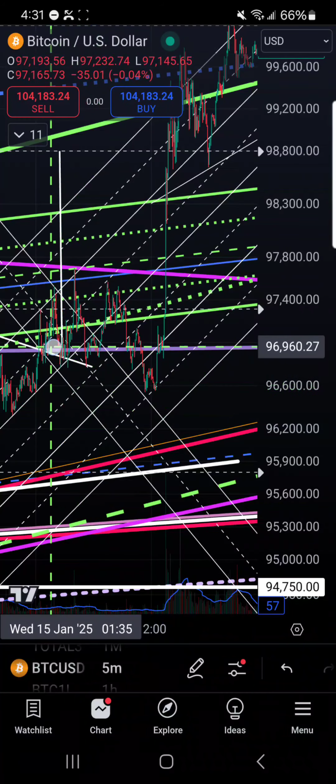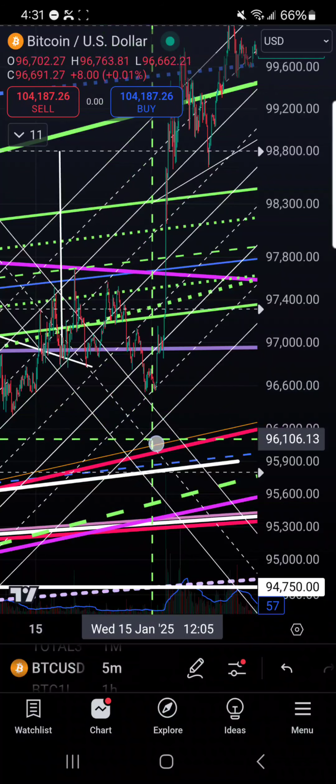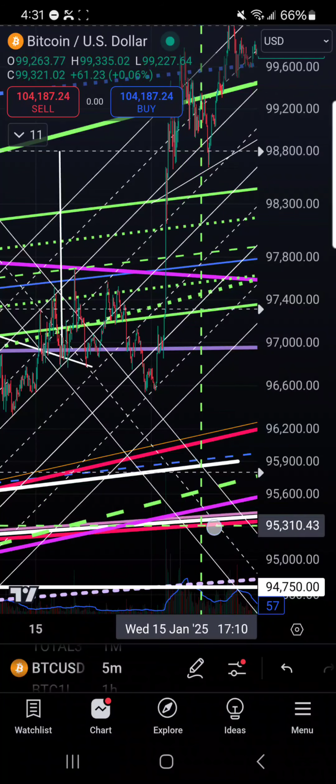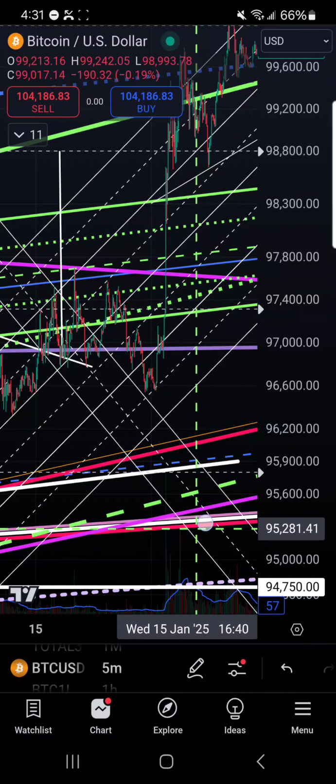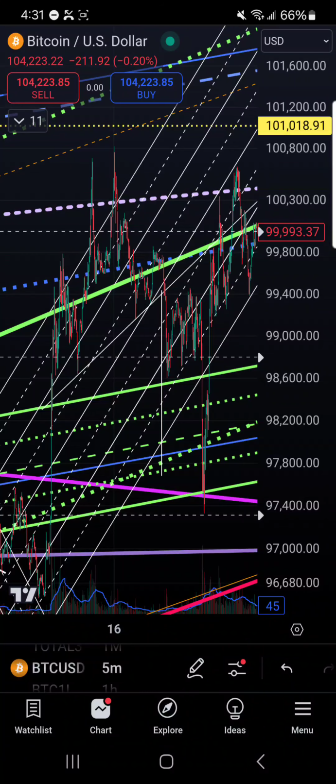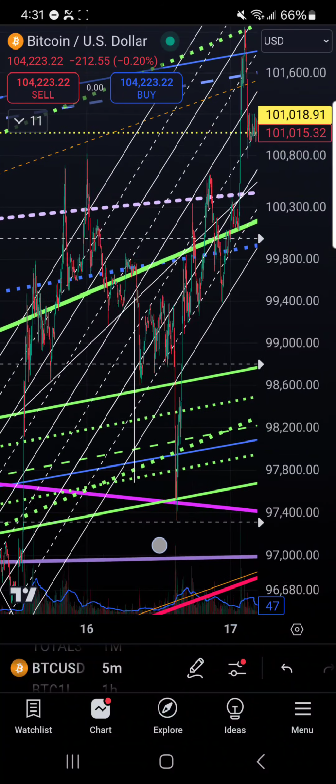I thought there was a chance that we would head down this channel, possibly down to the bottom of our white parallel channel at around 95 before pumping, but we didn't get that far. I knew we would pretty much pump into CPI unless the numbers were really, really out of control. I mean, they weren't great. They were just what was expected, not more than what was expected.